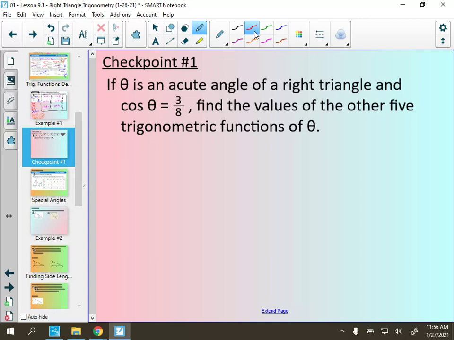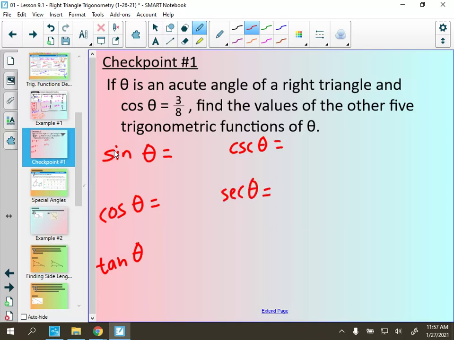It's given us one of my ratios. It tells me the cosine of theta is 3/8. Find the value of the other 5 trig functions. So it's kind of the same question. What is this asking about? It's asking for the sine of theta, the cosine of theta, the tangent of theta, the cosecant of theta, the secant of theta, and the cotangent of theta.